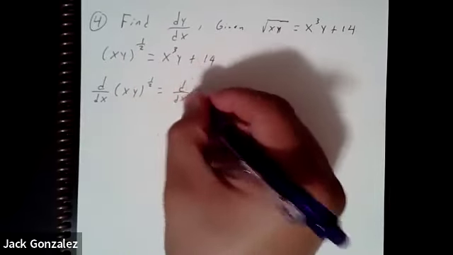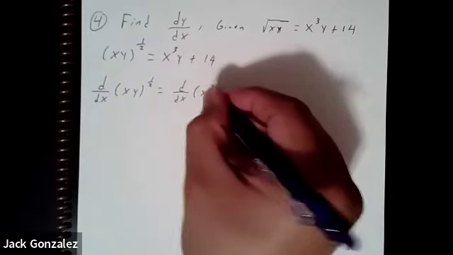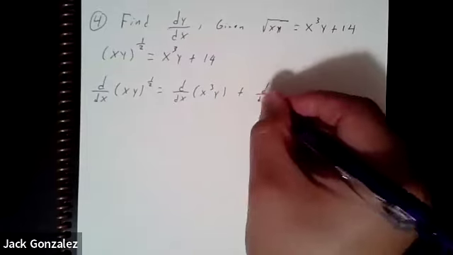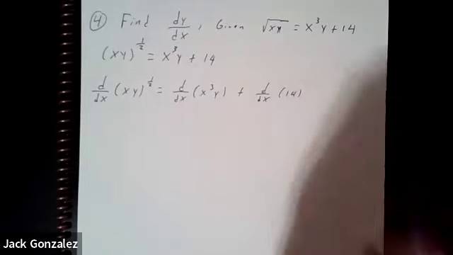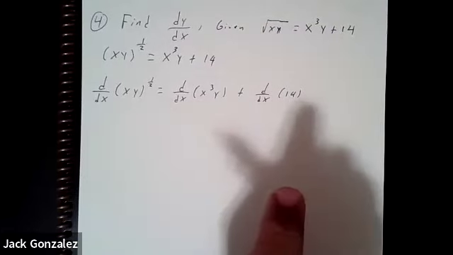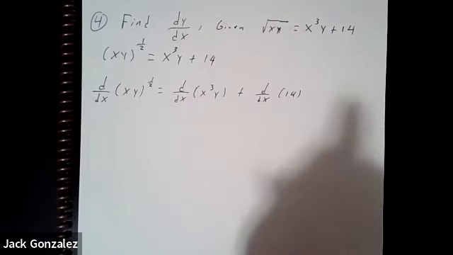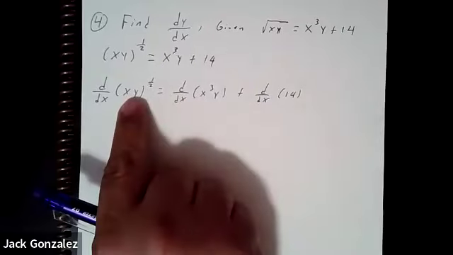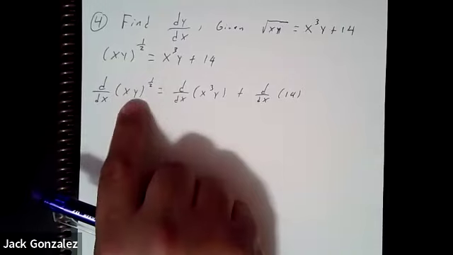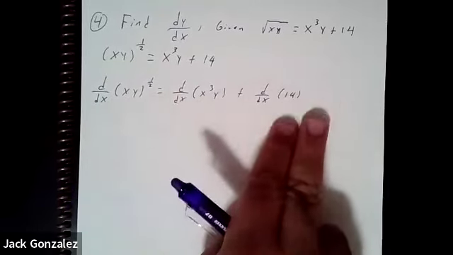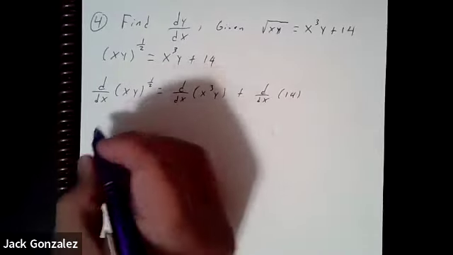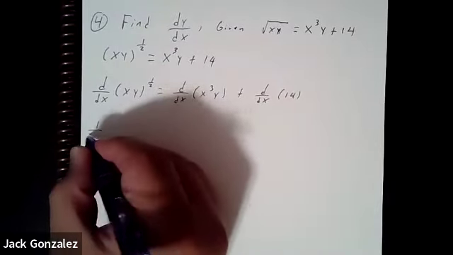Okay, here we go. x cubed y plus d dx of 14, so every single term. So then do your chain rule on this guy, product here, and this is just 0. Okay. So the derivative of this is going to be, this is going to be the annoying part.